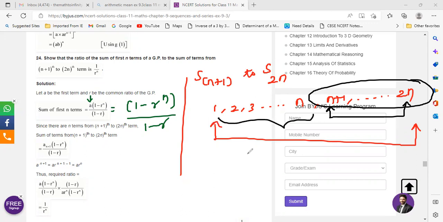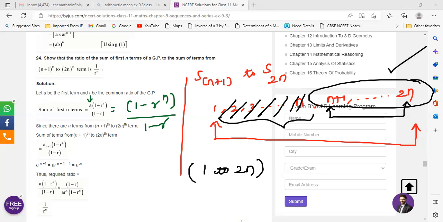Okay. So you take the total series. The total series is from 1 to 2n. The series starts from 1 and it ends with 2n. So the initial element is 1 and the final element is 2n. You just write that as the first part. You are going to subtract this. If you subtract this part from the total, you would be getting this as the result, isn't it?